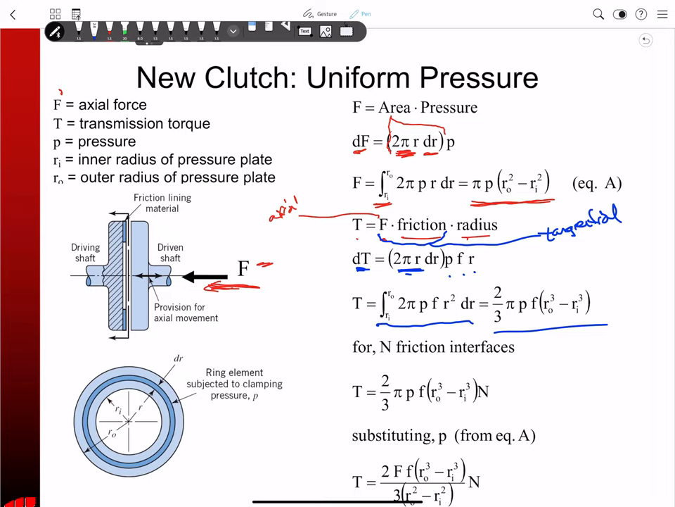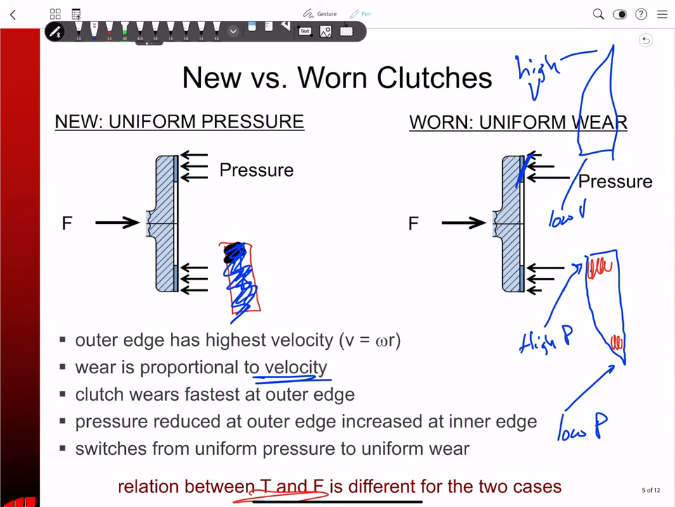So now the torque I'm transmitting becomes 2/3 times pi times the pressure. Pressure, what the hell is the pressure again? Oh yeah, that's the force over the area, right? So this is pressure, which is constant. Why is that constant? Let's go back here. Oh yeah, so when it's new, it's uniform pressure, which means the pressure is constant everywhere along that disk.